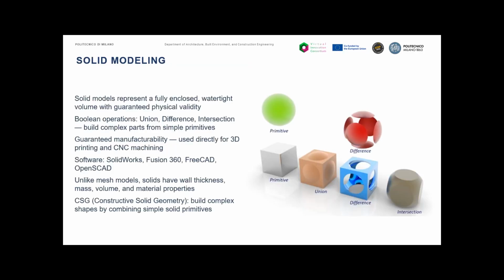Then there's solid modeling, as previously mentioned, used in SolidWorks, Fusion 360, FreeCAD. It represents fully enclosed volume with physically valid properties. So mass, volume, center of gravity, surface area. So unlike polygon meshes, which allow hollow shells, solid models know their own physical properties.